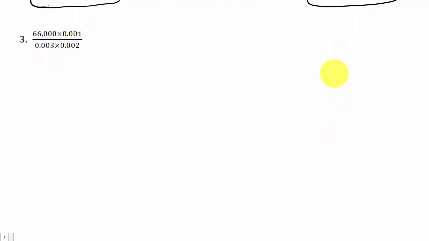All right, now let's take a look at the last one. First thing we need to do here is look at the numbers. First, we need to convert them all to scientific notation, and then we can perform the operation. So let's just come down here and do each one of them. So let's look at the 66,000.